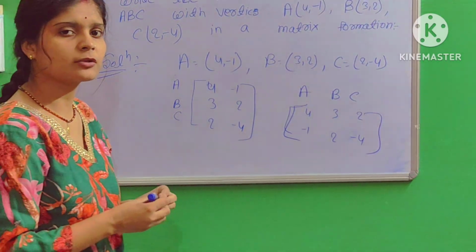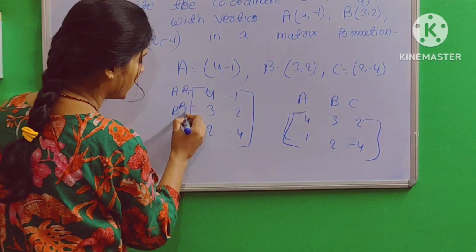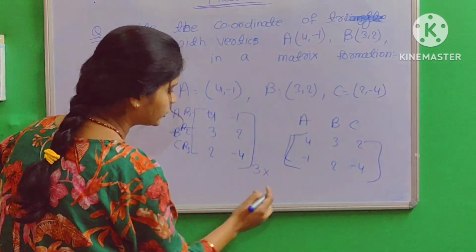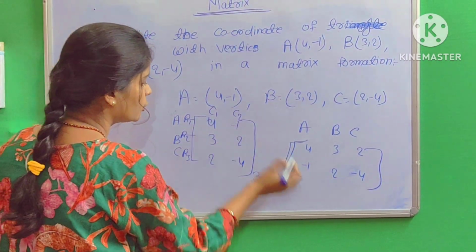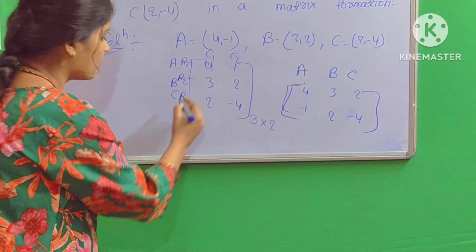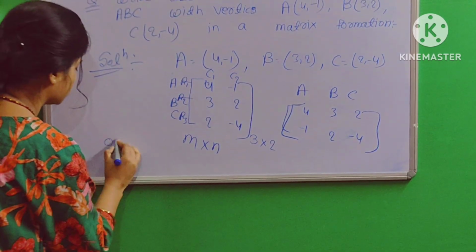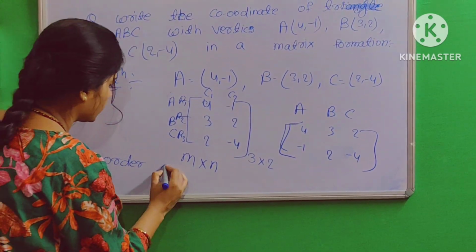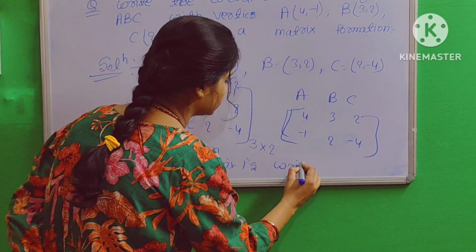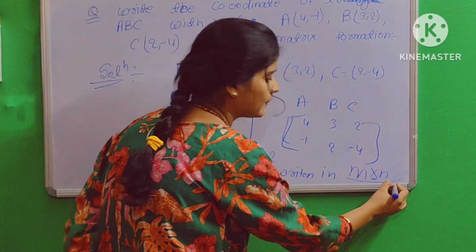Now I am going to tell what is the order of a matrix. Look, here is row 1 R1, here is R2 and here is R3. So your number of rows is 3 and the number of columns is 2. So its order is 3 cross 2. Okay? Order is written in the form of m cross n. Order of matrix is written as m cross n. This is not multiply, this is m cross n.